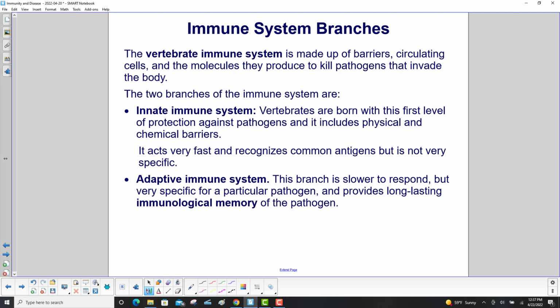The vertebrate immune system is made up of barriers, circulating cells, and the molecules they produce to kill pathogens that invade the body. There are two branches. The innate immune system: vertebrates are born with this first level of protection against pathogens, and it includes physical and chemical barriers. It acts very fast and recognizes common antigens, but is not very specific. The adaptive immune system: this branch is slower to respond, but very specific for a particular pathogen, and provides long-lasting immunological memory of the pathogen.